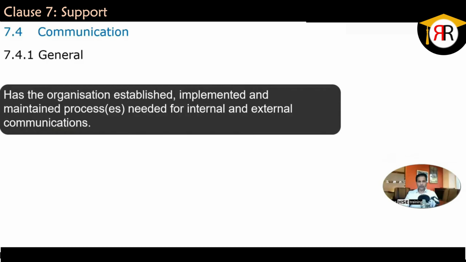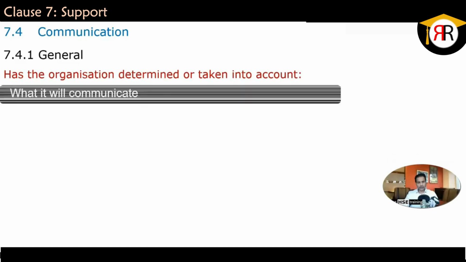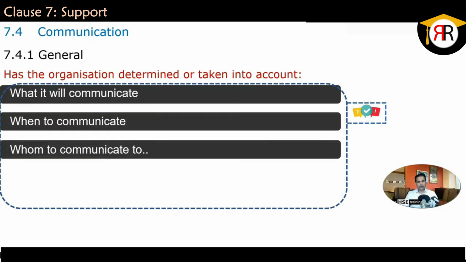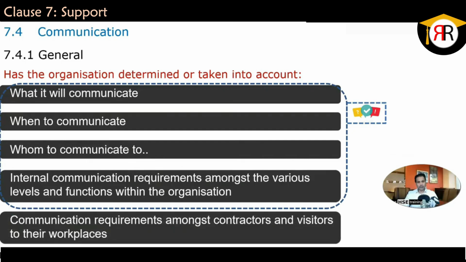7.4 Communication, and in general, has the organisation established, implemented and maintained processes needed for internal and external communications? Has the organisation determined or taken into account what it will communicate, when to communicate, whom to communicate to, and internal communications requirements amongst the various levels and functions within the organisation? Let's not forget communication requirements amongst contractors and visitors to their workplaces.